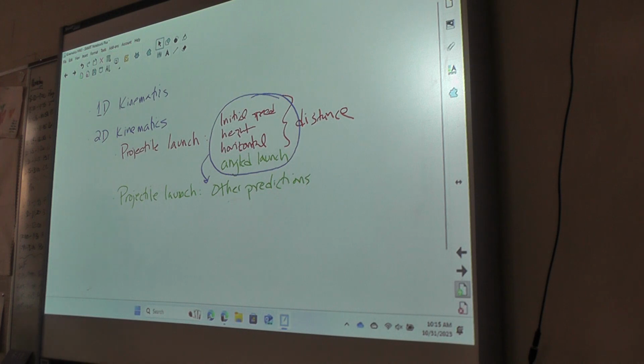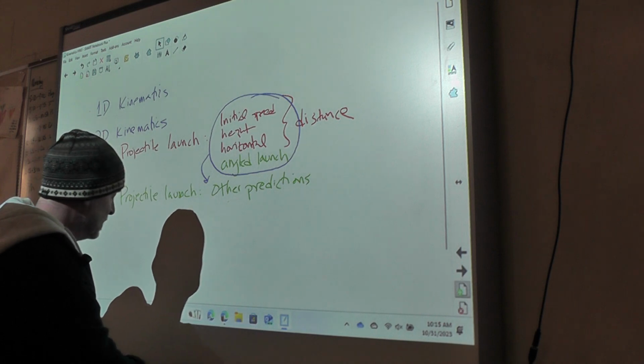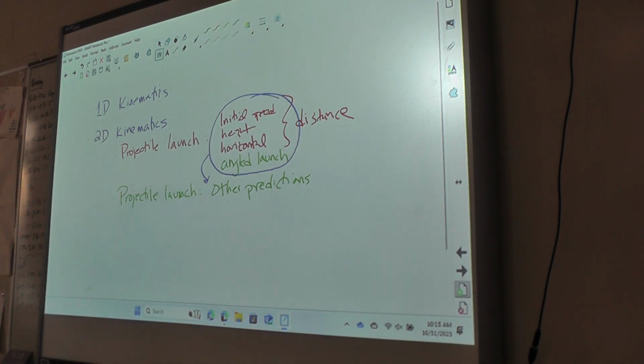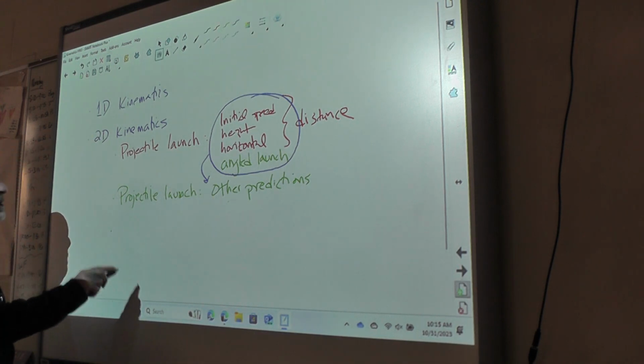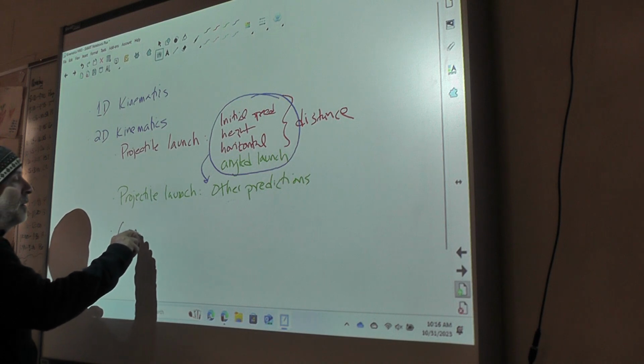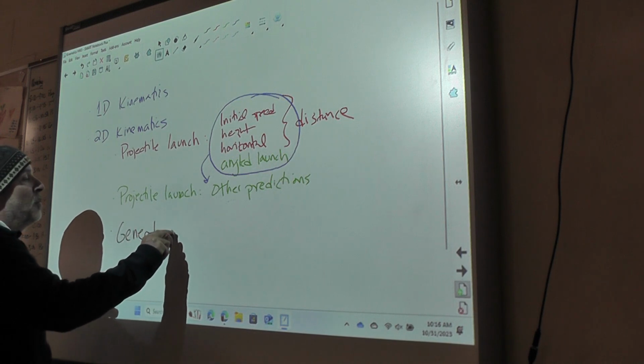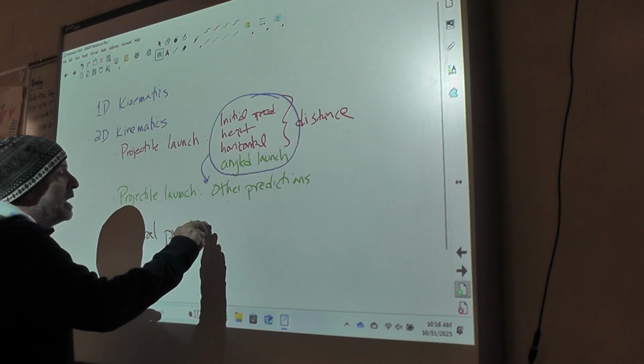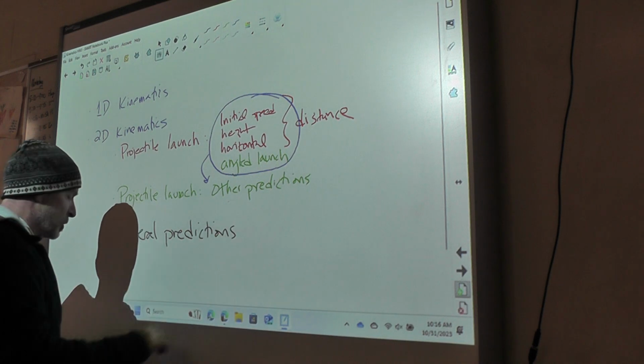We're going to work on this for a couple more weeks, and then we're going to move on to some other stuff where we start talking about forces. When we talk about forces, we're going to add a 3rd level, which is general predictions. And with general predictions, we can do all sorts of stuff.